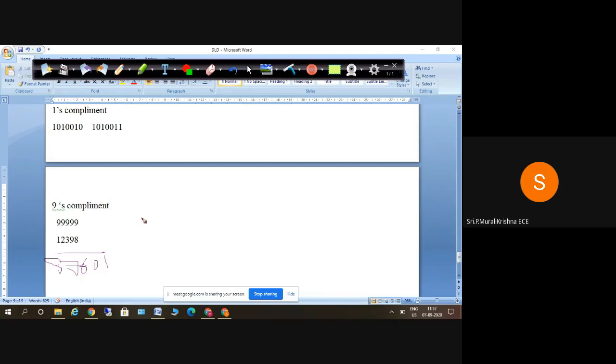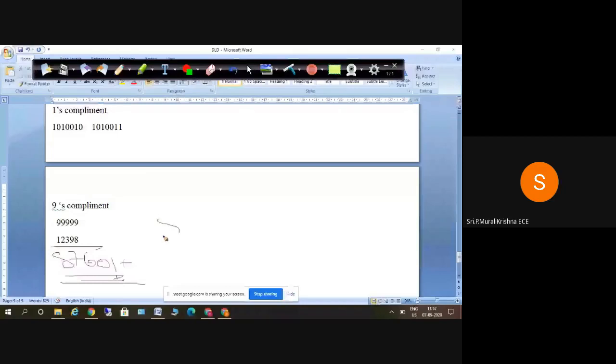So this is 87601, and if I want the 10's complement, just add 1 to the 9's complement. So this is 87601, the 9's complement, and if I add 1 to this 9's complement, I'll get the 10's complement. So that is 87602.